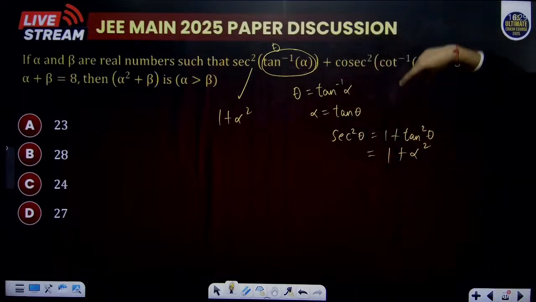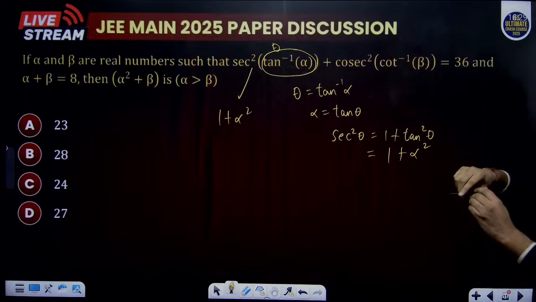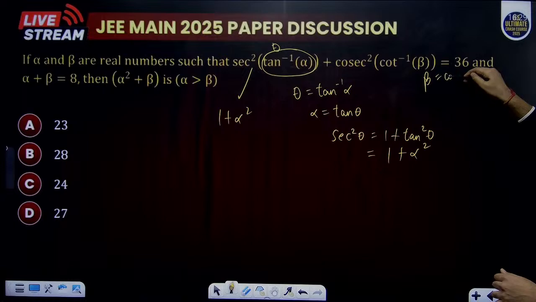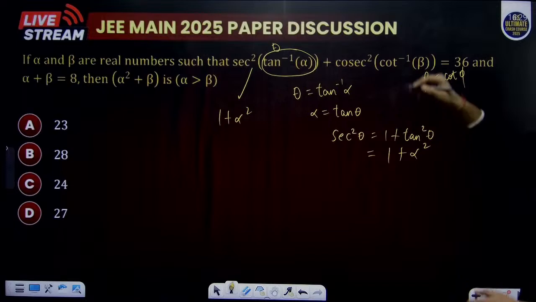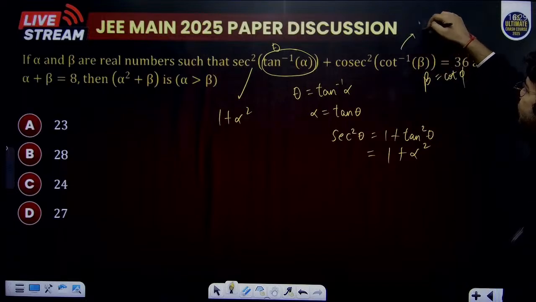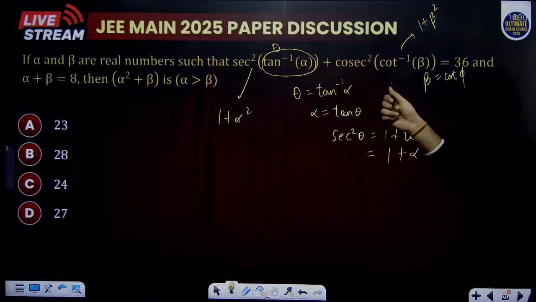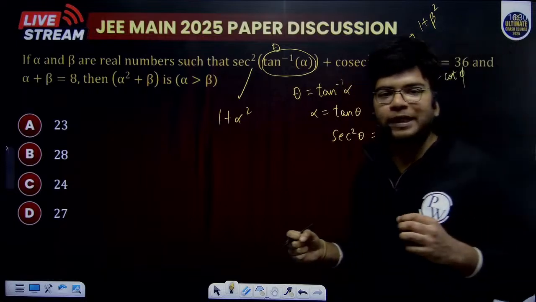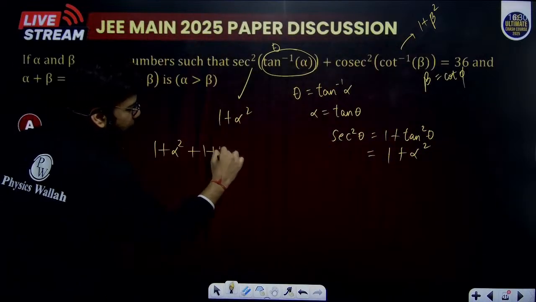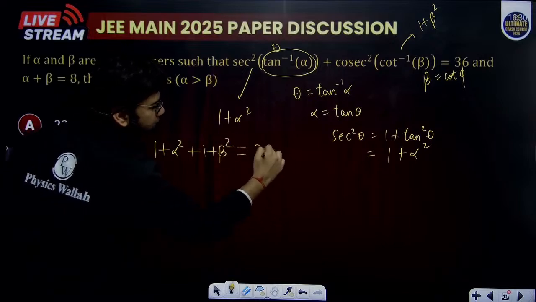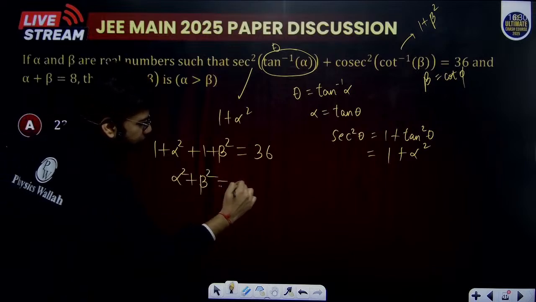Exactly the same thing I'll do here. I'll assume this as phi. So beta will become cot phi. Again, cosec square is 1 plus cot square, so this will become 1 plus beta square. So basically this whole expression, which looks so complicated, will become 1 plus alpha square plus 1 plus beta square is equal to 36. That gives me alpha square plus beta square is equal to 34.